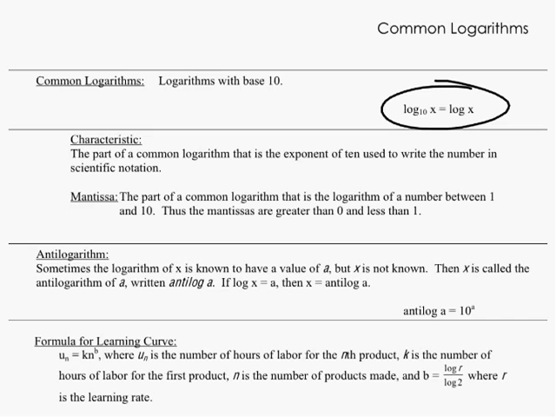So if you see a logarithm with no base, it means the base is 10. It's called a common logarithm. Your calculator can be used to calculate common logarithms because it has that in there. You'll see it says log, but it has no base, which means it's a common logarithm.